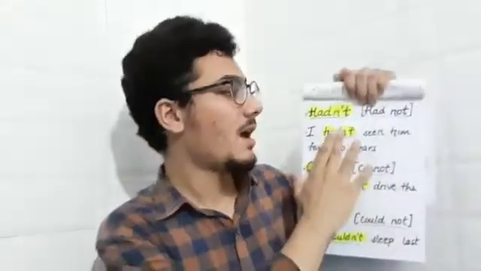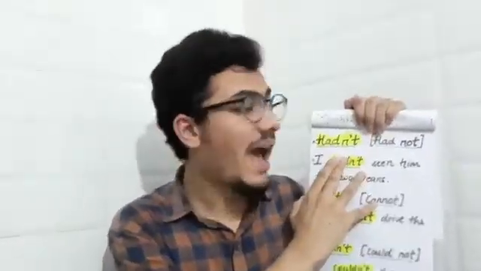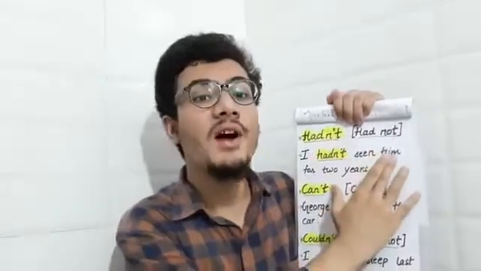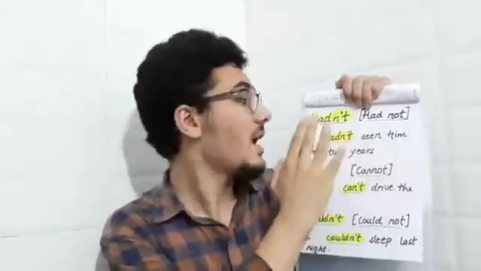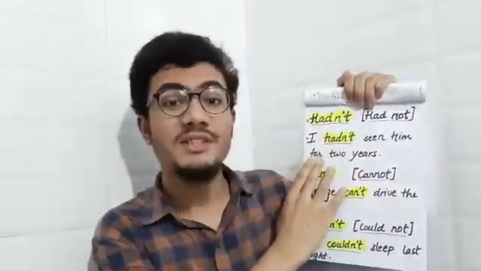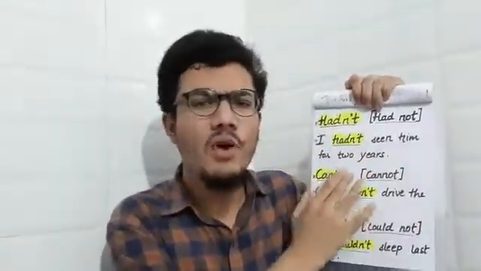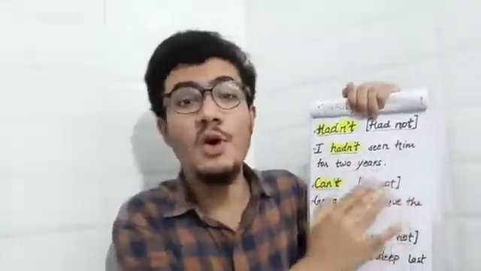You may also see here hadn't. Hadn't is the short form of had not. It is the negative short form of had not. The example sentence is: I hadn't seen him for 2 years.